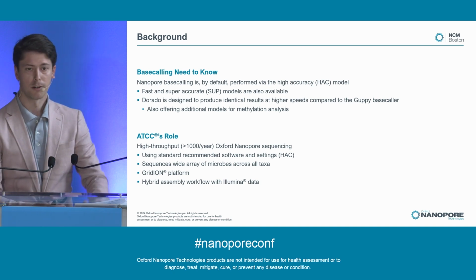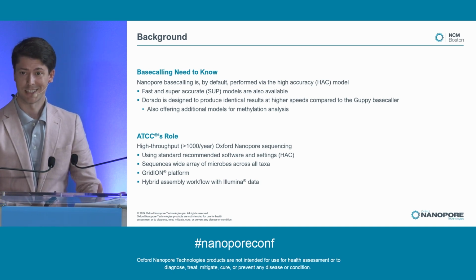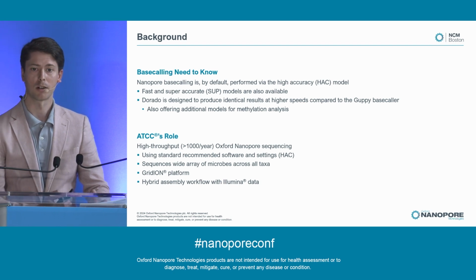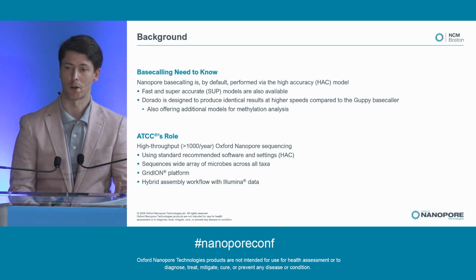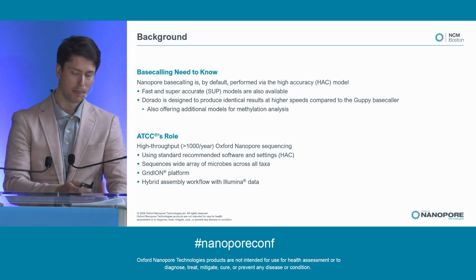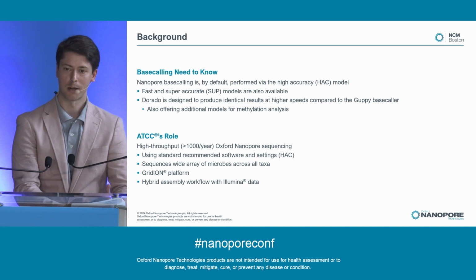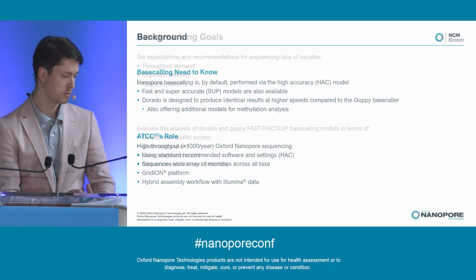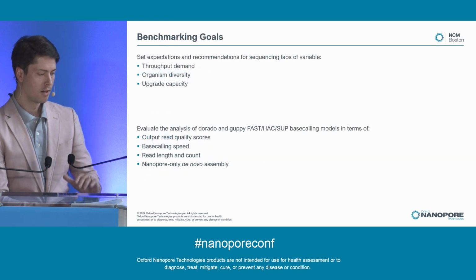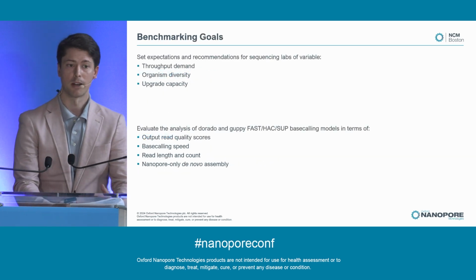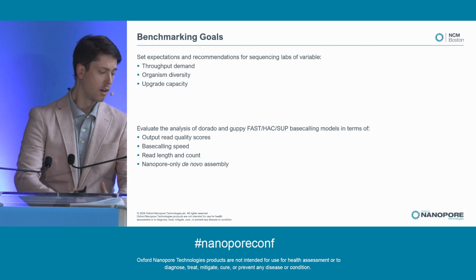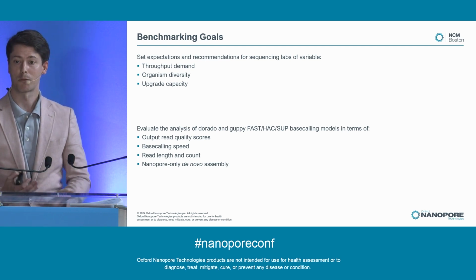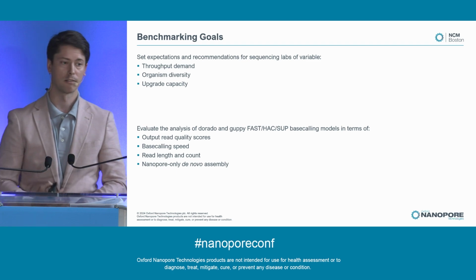Further, like I said, our collection is enormous. We have to consider the possibility that the softwares work and perform differently across different microbial taxa. And so these hybrid Illumina and Oxford Nanopore assemblies that we've been performing, hopefully we'll see an improvement as we progress into Dorado. Effectively, what we're talking about is a benchmarking study, right? So, like I said, we need to balance the throughput demand. We need to account for the possibility that different organisms behave differently.